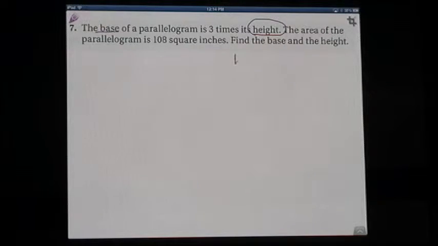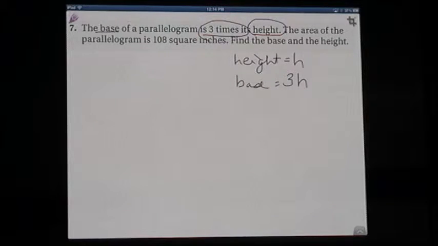So the height will be h, and then we have to tell what the base is in terms of the height. What is it compared to the height? It's 3 times the height. So the base will be 3h. And if you do that to start with, you won't have any trouble writing this equation and figuring it out. It says the base of a parallelogram.